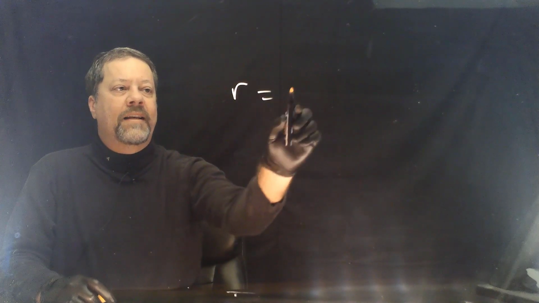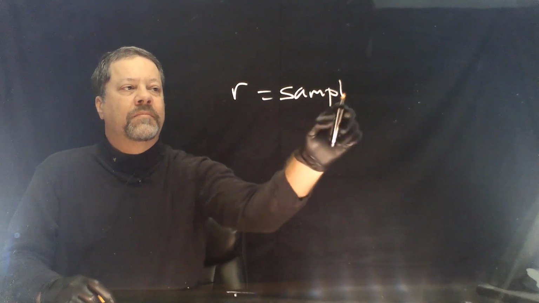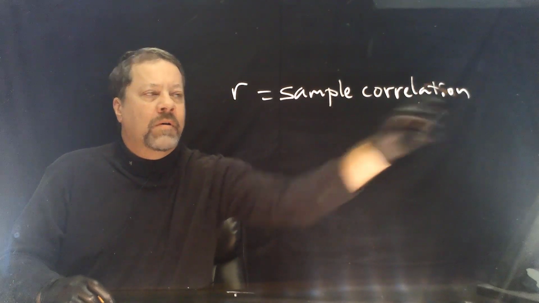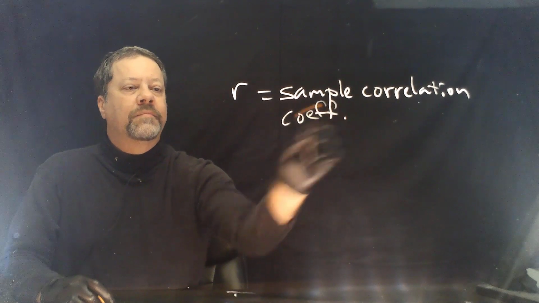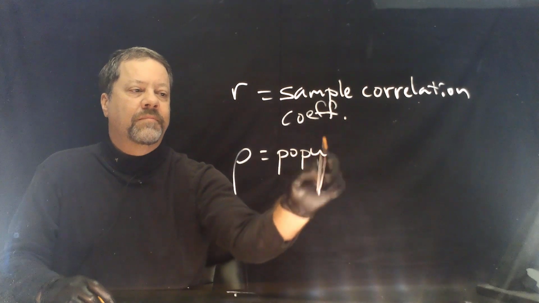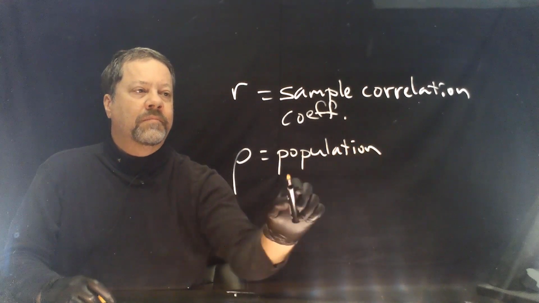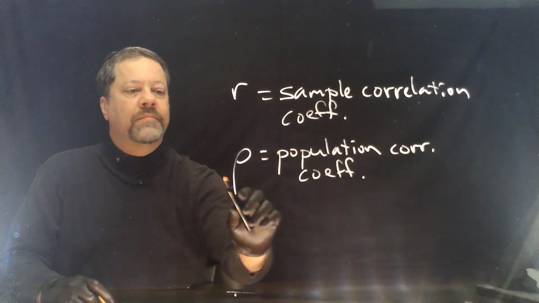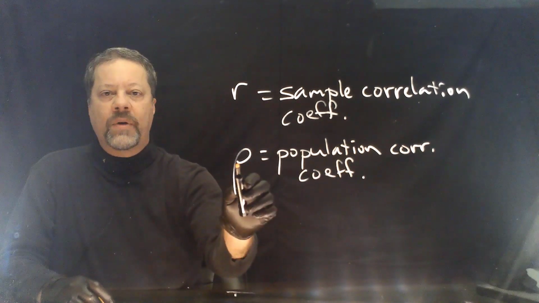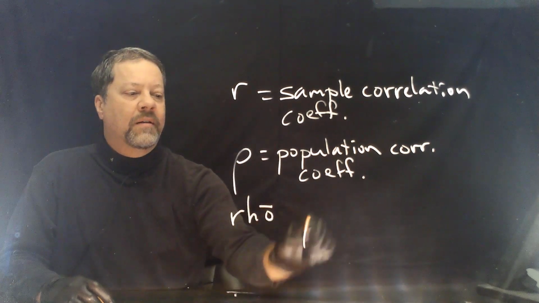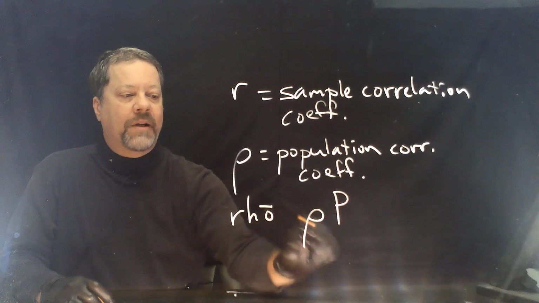R will be the sample correlation coefficient. Rho will be the population correlation coefficient. Rho. This is the lowercase Greek letter rho. There's the lowercase and the uppercase Greek letters rho.